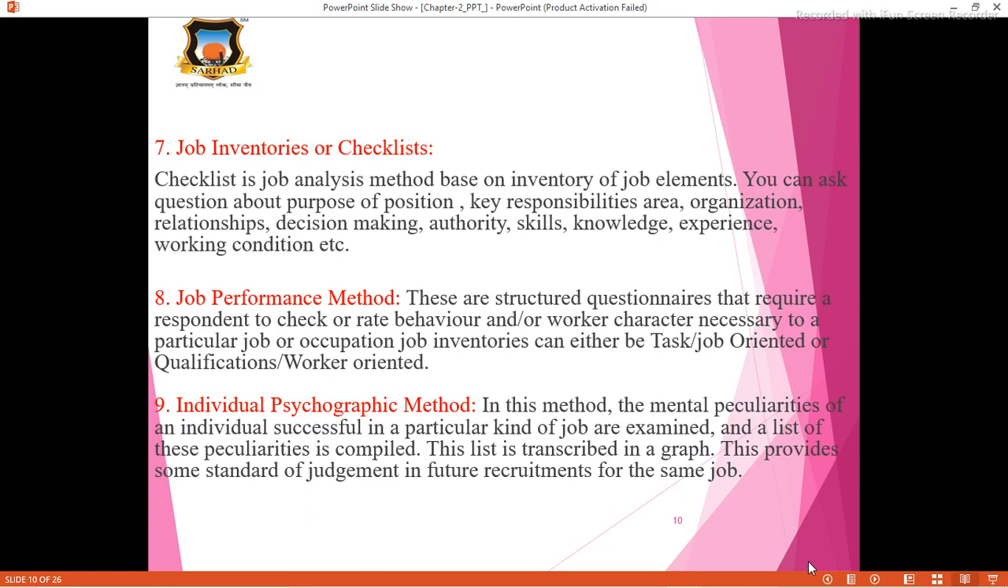So let us discuss the next point. It's the job and performance method. These are structured questionnaires that require a respondent to check or rate behavior. The next is the individual psychographic method. In this method, the mental qualities of an individual are examined.